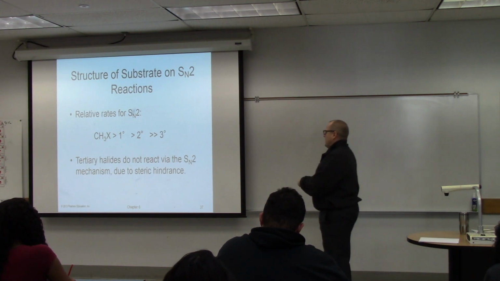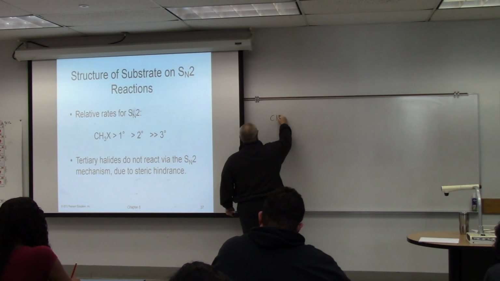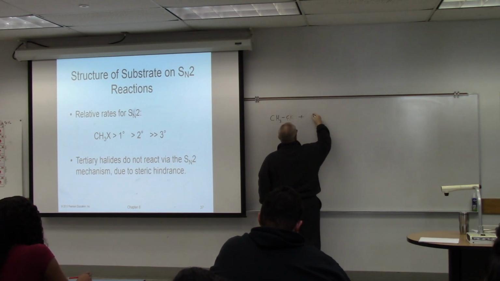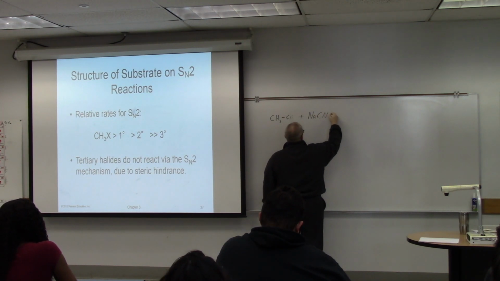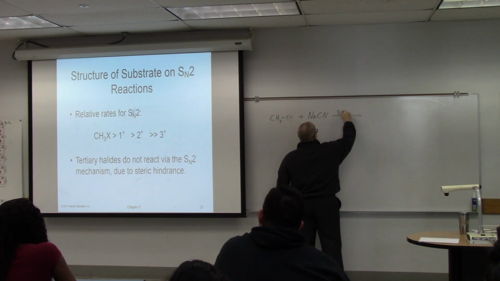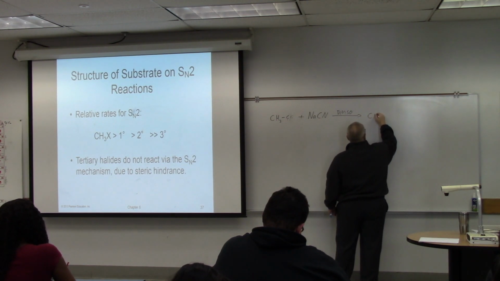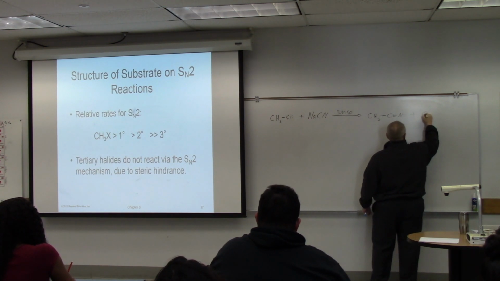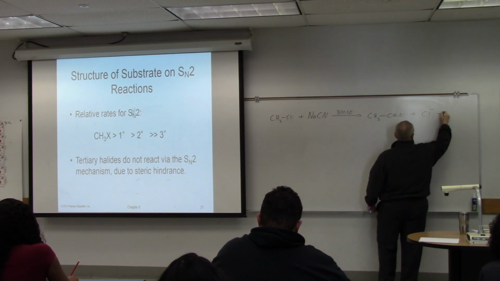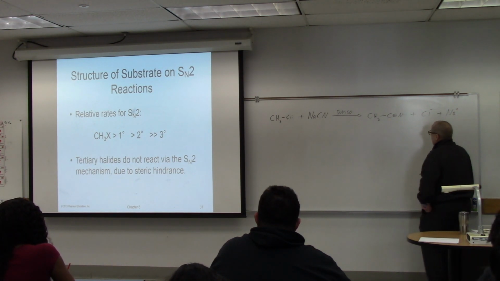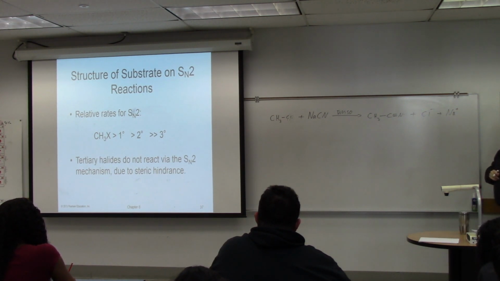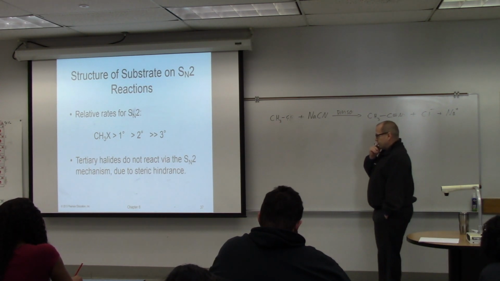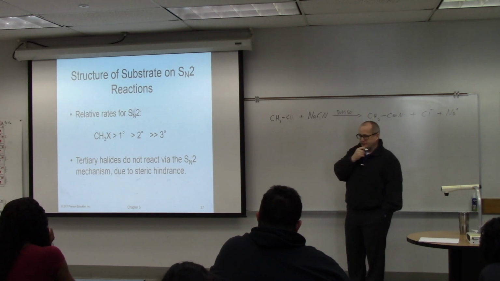Okay, so let's just draw a quick reaction. CH3 chloride plus, how about a fun one, sodium cyanide, in DMSO. There we go. There's an SN2 reaction. While we're here, can anyone draw the Lewis structure of sodium cyanide?